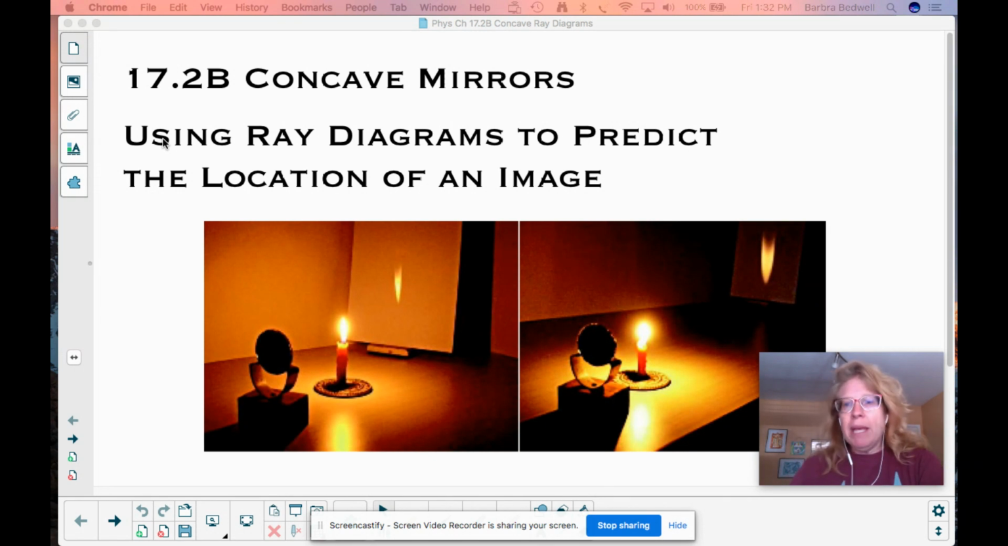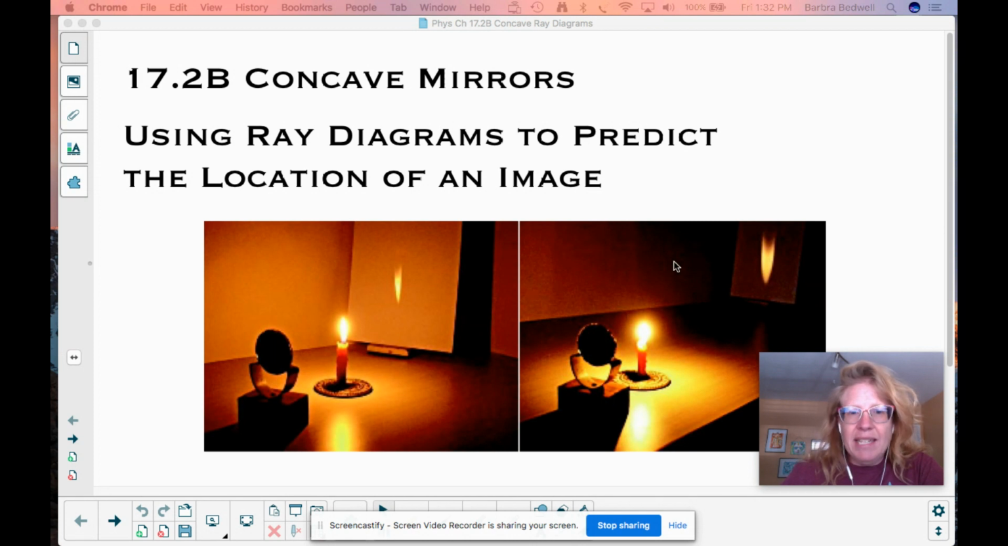So anyway, being able to figure out where an image is going to be formed from a concave mirror. You can see on the picture right here, there's an actual lab setup. I've done this lab a bunch of times with students, where you've got a little concave mirror in this little stand over here. Then you've got a candle in front of it. And then there's an actual screen behind it, a piece of paper that's showing the real image being projected onto that screen. Notice how the image is inverted.